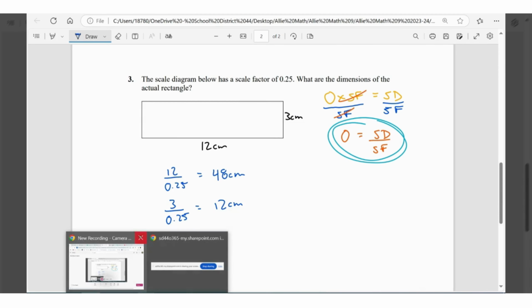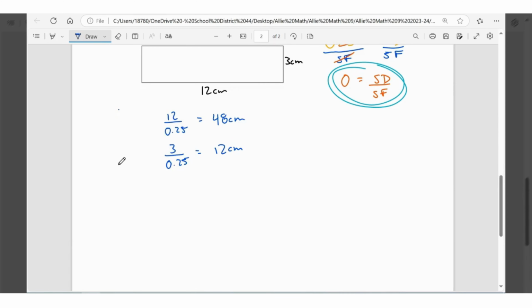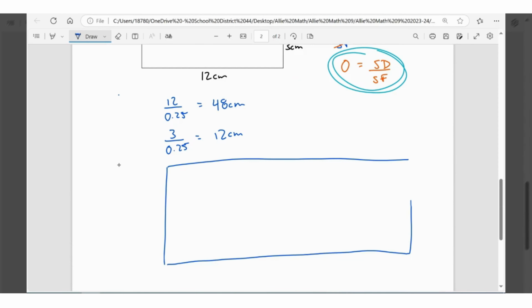And so our actual rectangle would look something like, well, it's not going to be the real thing, but something like this. 12 centimeters by 48 centimeters. Okay, that works. Thank you so much. I'll let you know what textbook questions I'd like you to do.